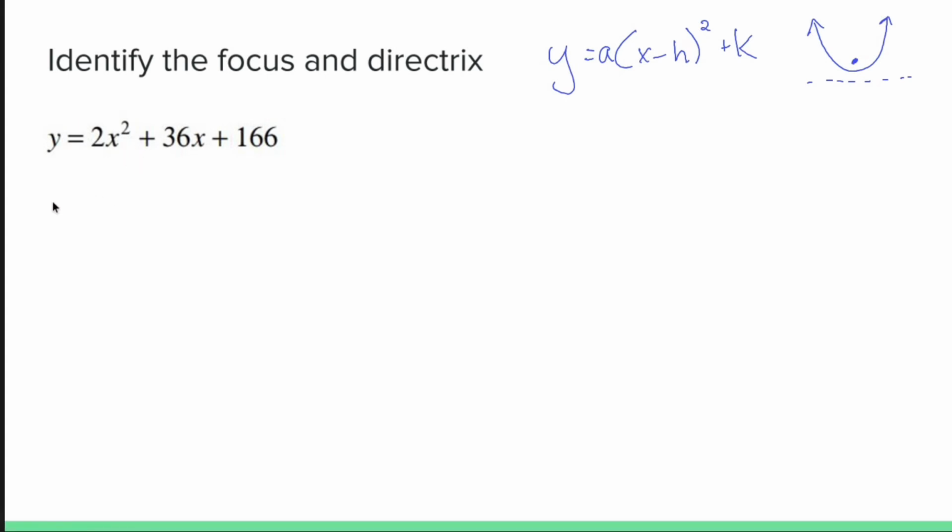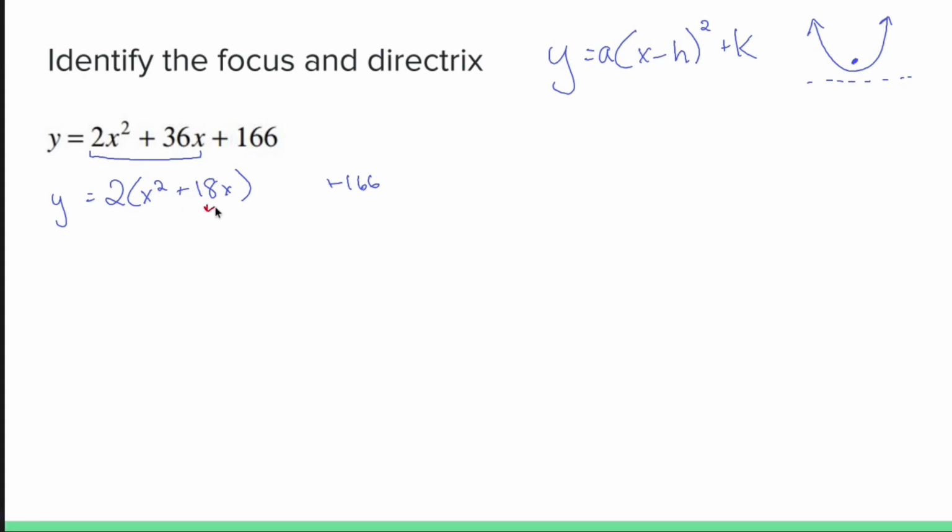First thing that we're going to do is pull a 2 out of just these first two terms. So y equals 2x squared plus 18x, and then plus 16 is just going to linger over there. This is where it gets weird. We're going to take this guy and complete the square with this parentheses only.